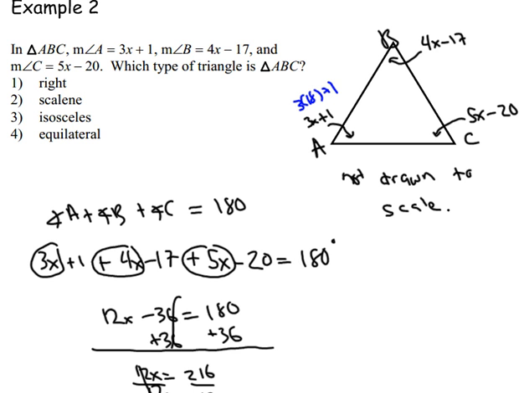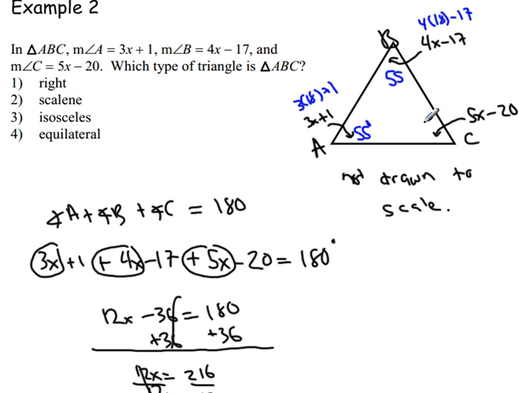times 18 plus 1. 3 times 18 is 54, plus 1 is 55. So this is 55 degrees. Angle B is going to be 4 times 18 minus 17. And that's also going to be 55 degrees, right? 4 times 18 minus 17 gives us 55.